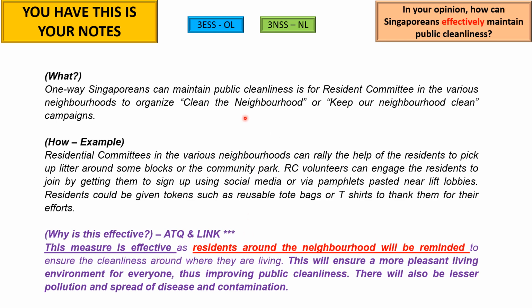Because why? They participated in the campaign. And as a result, it will ensure more pleasant living, improving public cleanliness, lesser pollution or the spread of disease or contamination. But the most important is they will be reminded, they will self-check, because why? They were involved previously in a campaign. So you can see that just by writing strategies does not mean that you can hit the highest level. You still need to ensure that your answer is actually linking back to the question. And what does the question ask? Effectively. Okay, so I hope you understand that part.